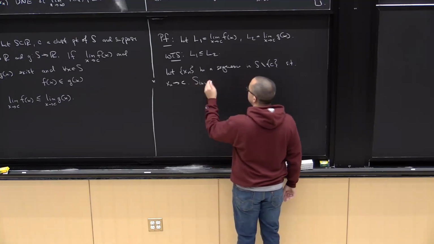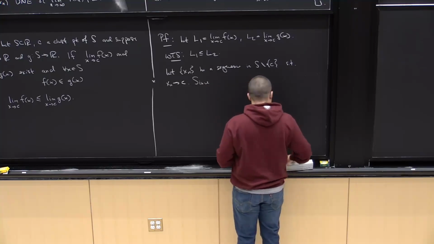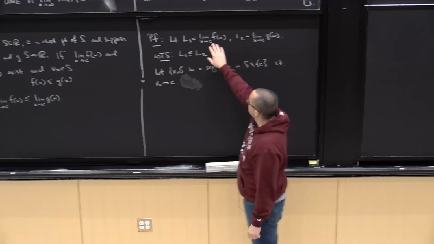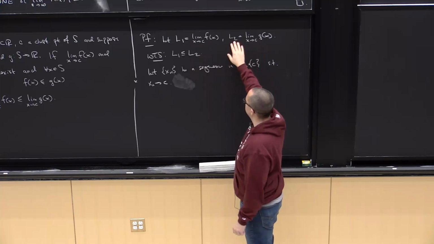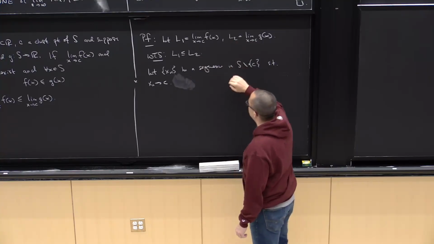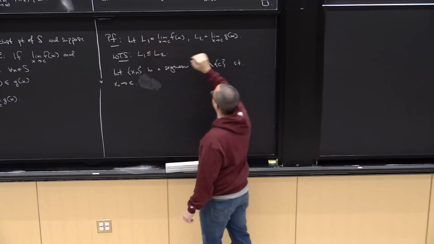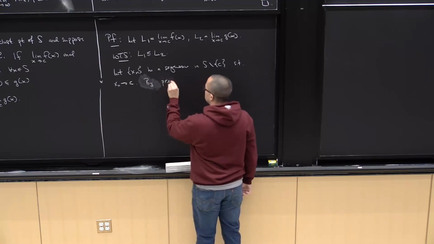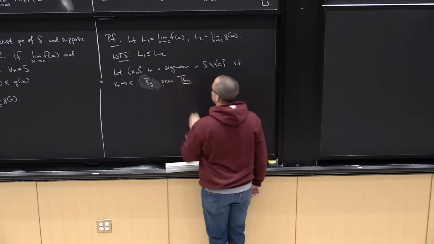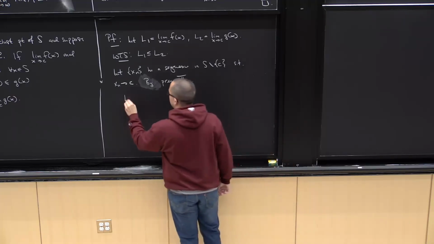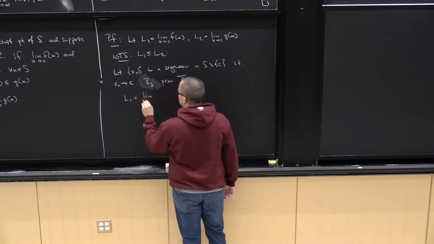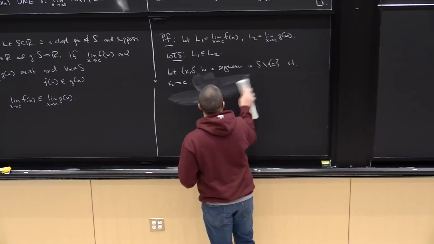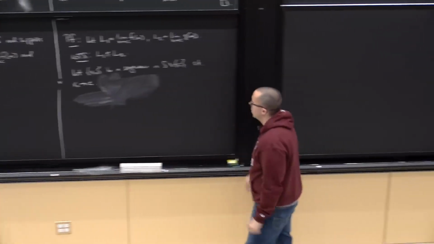Now, stated this way, by the previous theorem, this limit equals L1, this limit equals L2 if and only if for every sequence converging to c, f of x sub n converges to L1, g of x sub n converges to L2. By the previous theorem, we then conclude that L1 is equal to the limit as n goes to infinity. Actually, I'm getting ahead of myself a little bit. So let's pause right there and reset.